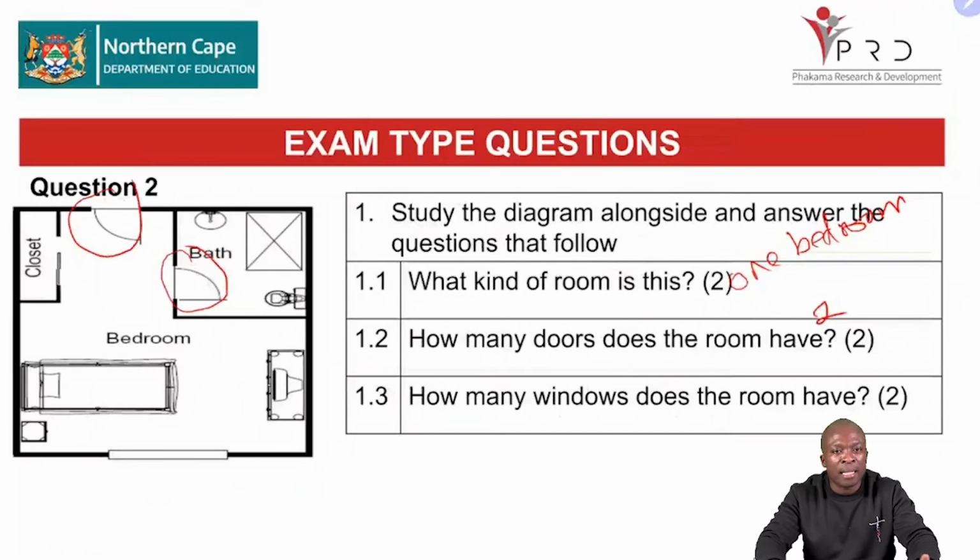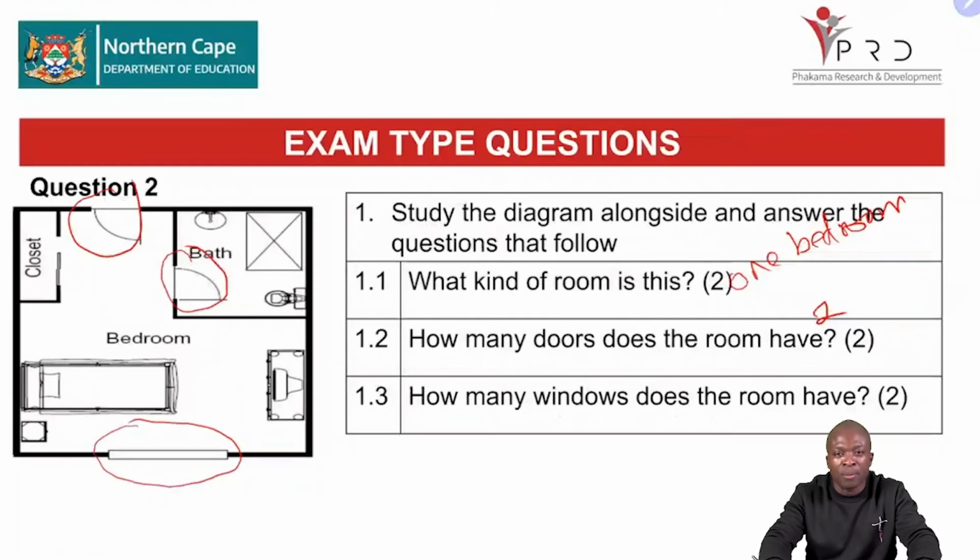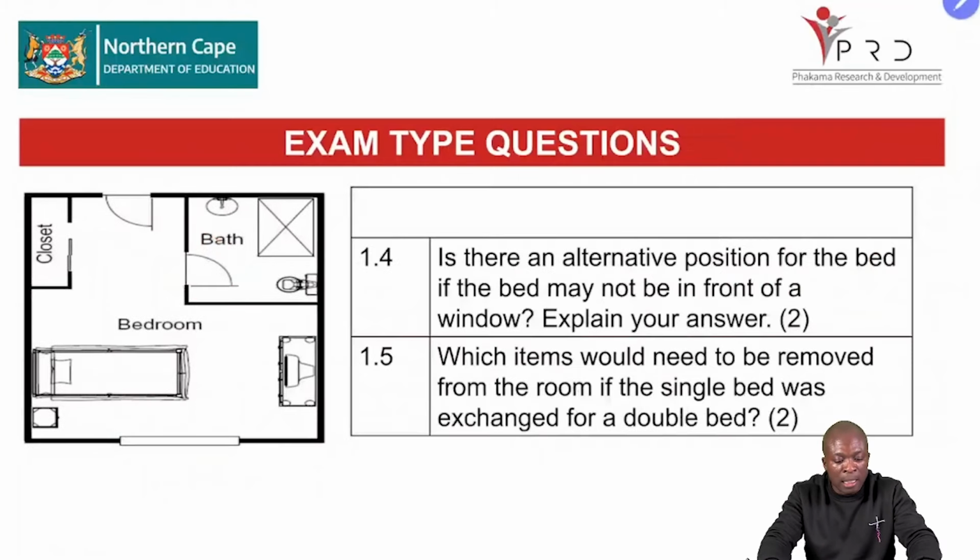And then the last one here says, how many windows does the room have? In our case, we have got only 1 window. And so far, if you were able to answer these questions, that would give you already 6 marks. Let's look at the next point.